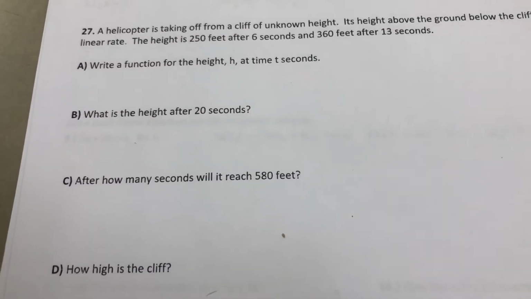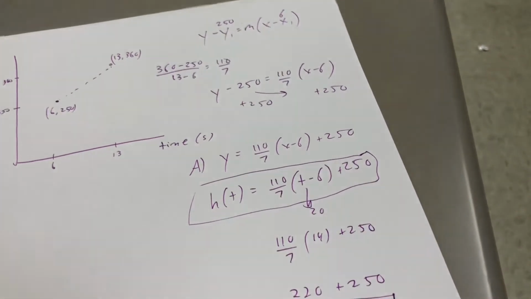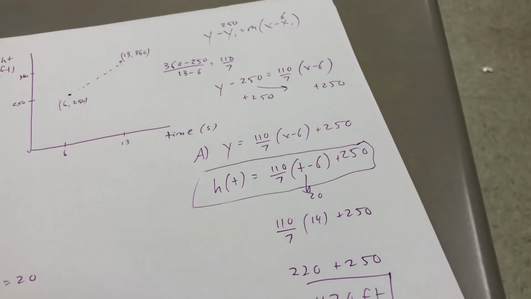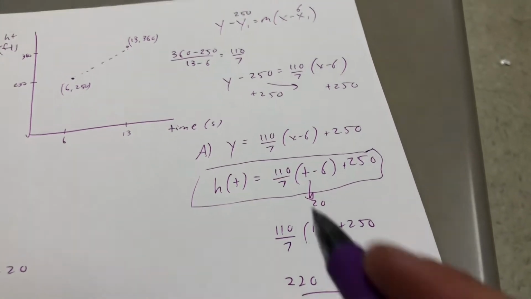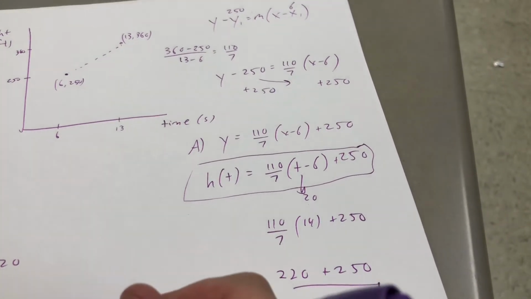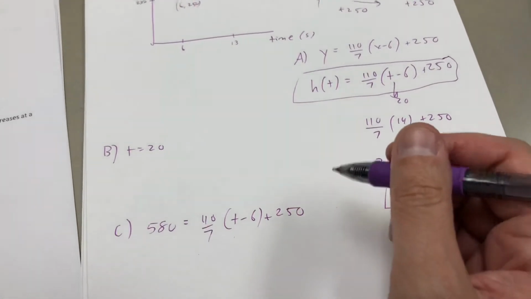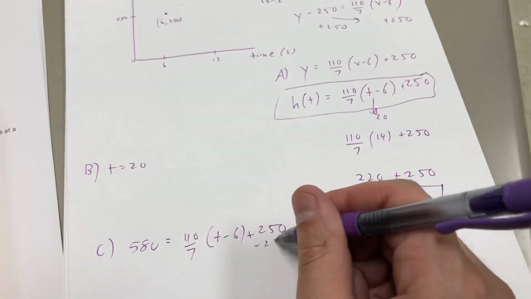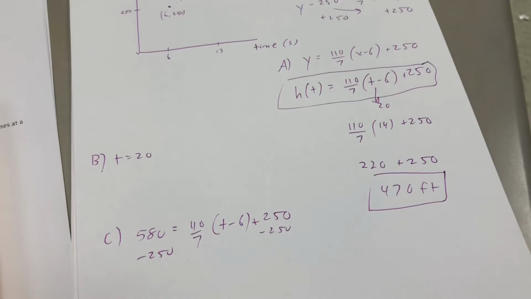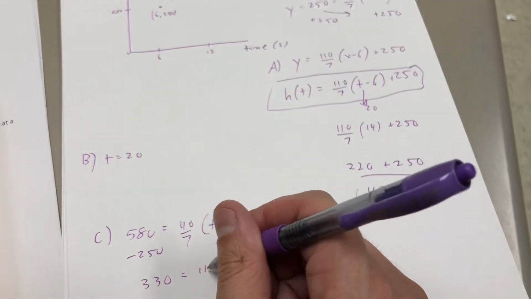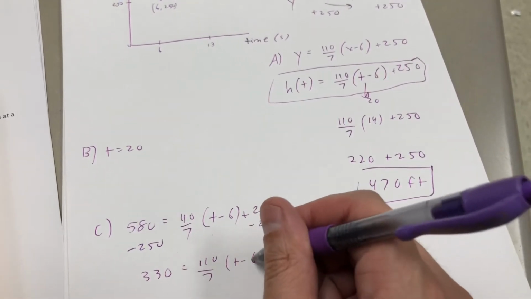All right. Part C, after how many seconds will it reach 580 feet? So that would be a height. I'm going to have a height of 580, and I'm going to set that equal to 110 over 7 times t minus 6 plus 250. Okay. And I don't know that this could be a whole number answer. I'm going to subtract 250 from both sides. Let's see, 580 minus 250 is 330, equal to 110 over 7 times t minus 6.